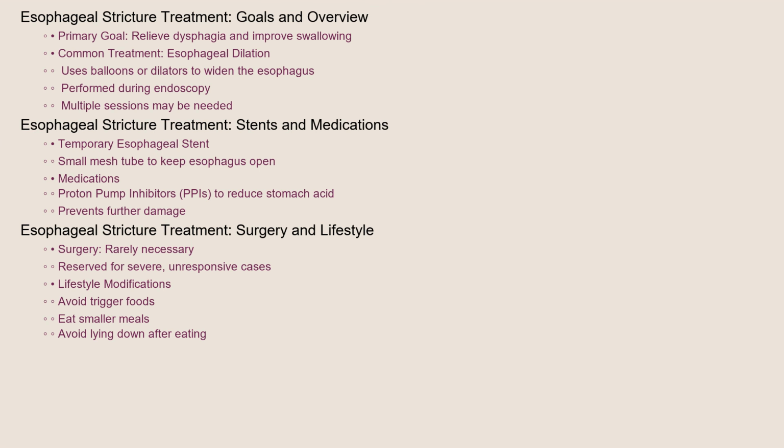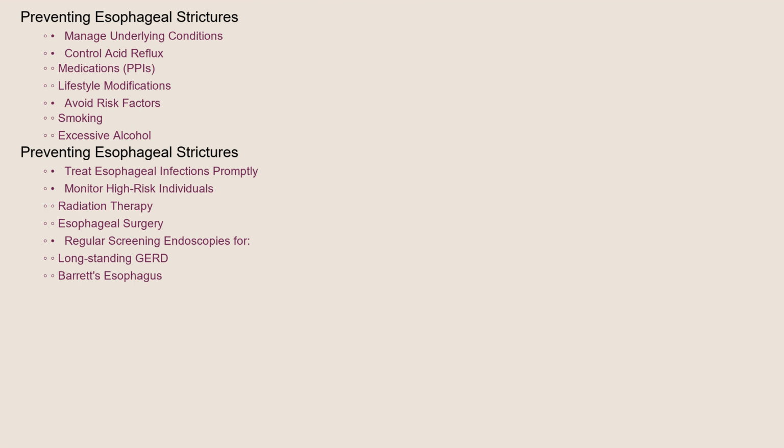Surgery is rarely necessary but may be considered in severe cases that do not respond to other treatments. Lifestyle modifications, such as avoiding foods that trigger heartburn, eating smaller meals, and not lying down after eating, can also help manage symptoms. Preventing esophageal strictures primarily involves managing the underlying conditions that contribute to their development. Controlling acid reflux with medications, such as PPIs, and lifestyle modifications is crucial. Avoiding smoking and excessive alcohol consumption can also help reduce the risk of GERD.